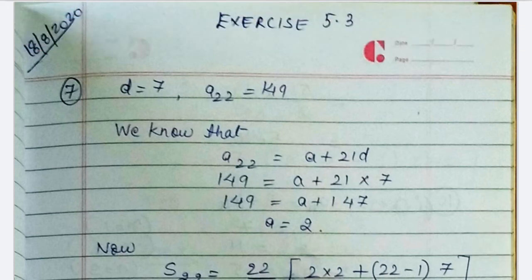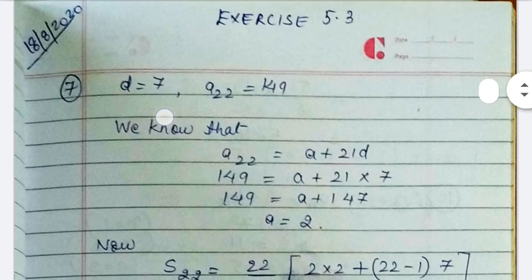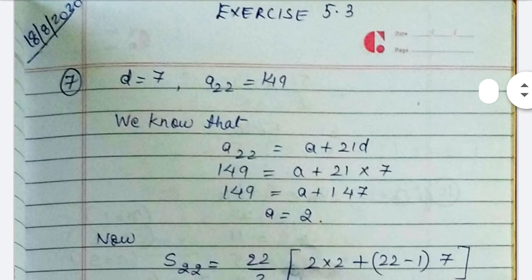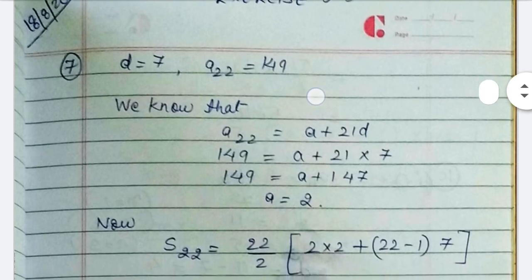Hello, good morning class. I am continuing your exercise 5.3, question number 7. The question says: find the sum of first 22 terms of an AP in which D is 7 and 22nd term is 149. Means the value of D is given here. D is 7, A22 is 149.